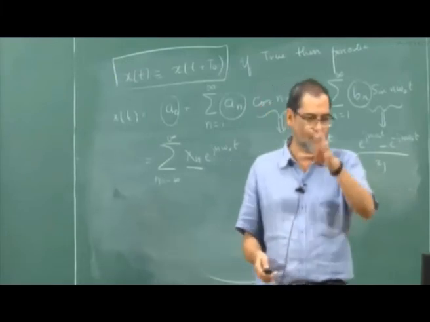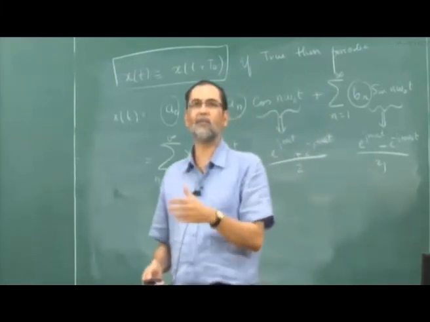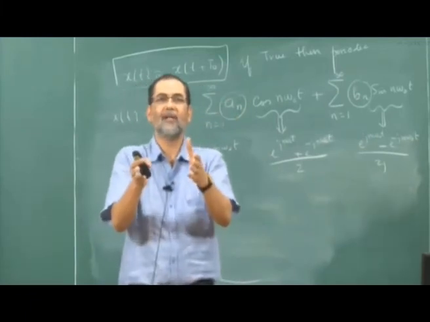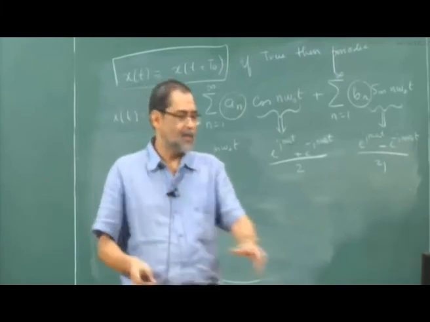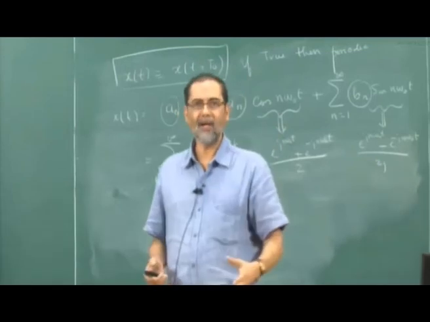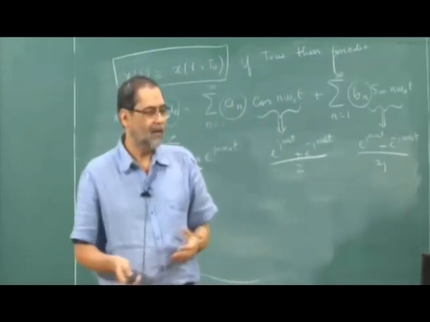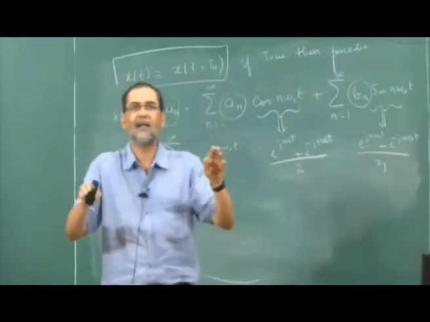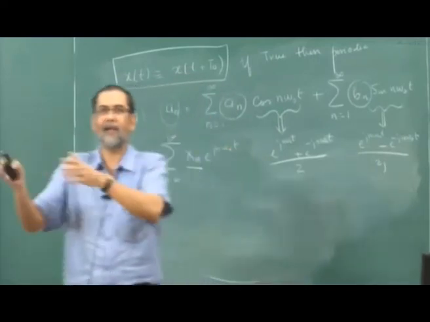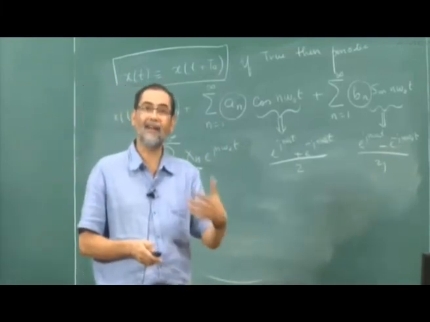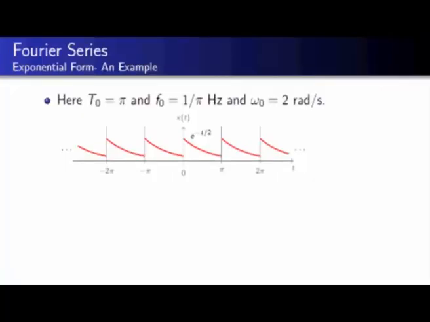X of t is an exponentially decaying signal, e raised to minus t by 2, defined for time between 0 to pi. So at time t equal to 0 the value is 1, because e raised to minus 0 is 1, and at time t equal to pi it is e raised to minus pi by 2. Okay, so this basic function is repeated every t naught seconds. In this case t naught is pi, right? I've expressed t naught as pi. So you see that I sketch this function repeatedly, right?